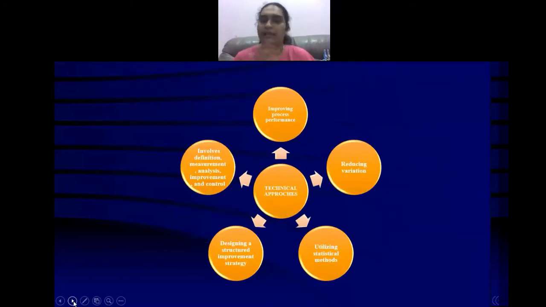When we look at the technical approaches, there are 5 approaches in this technical part, which are improving process performance, reducing variation, utilizing statistical methods, designing a structured improvement that will last, and the last one involves definition, measurement, analysis, improvement, and control.